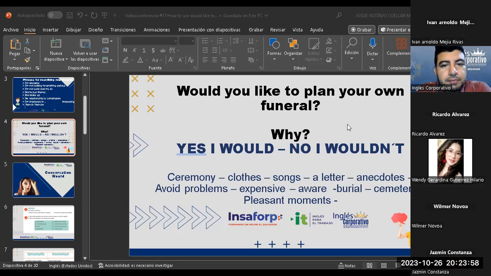Okay, teacher. Of course, I would like to plan my funeral. I would leave the instructions and how it will be carried out. It will be a well-organized event where everything will be fulfilled as I wish. Okay, yes, like a plan of some details, right? And that could help even your family to have a different moment, right? Nice. Yes. Very nice, Hector.